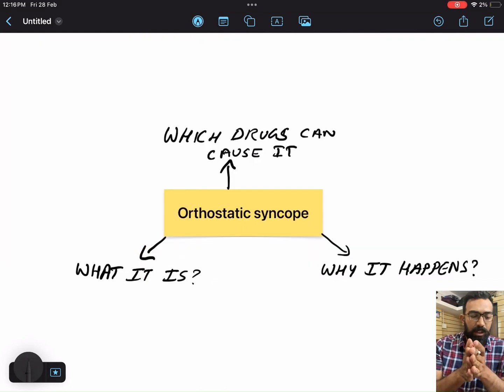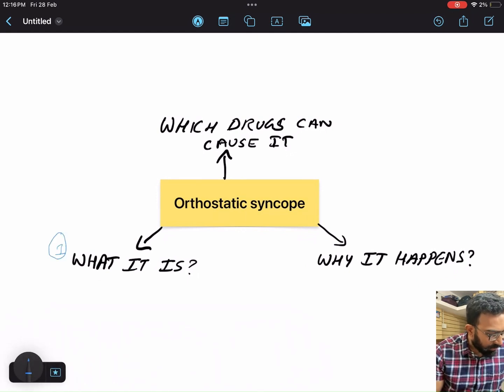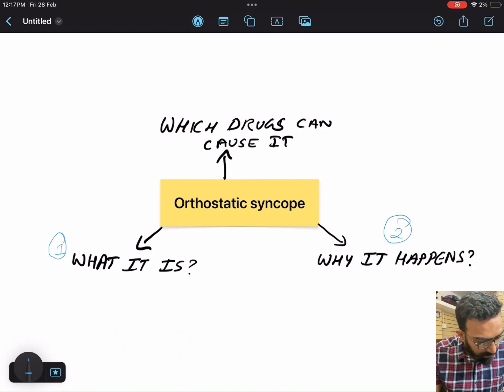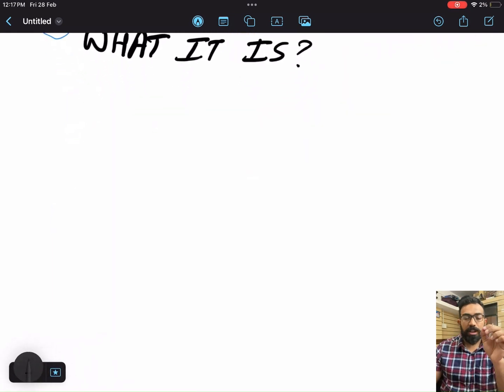Now that we have defined what orthostatic syncope is, we will continue this discussion further, and we will divide this video into three small subtopics: first, what is orthostatic syncope; second, why exactly it happens; and third, which drugs can cause orthostatic syncope. Moving to what it is, I have already given you a word breakdown and the outlining definition of what it is.